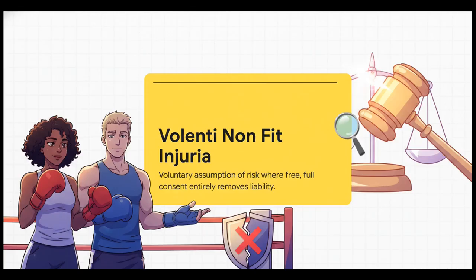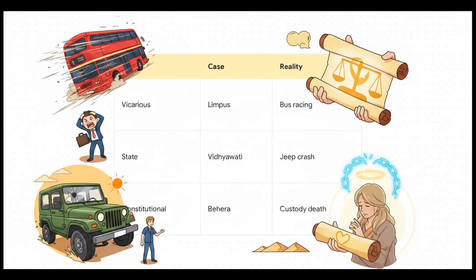I mean, think about it. You literally can't sue someone for giving you a black eye if you voluntarily stepped into a boxing ring with them, right? Now here's where things get interesting. Liability isn't always restricted to the guy who actually did the deed. We're looking at a high-density breakdown of how liability shifts.